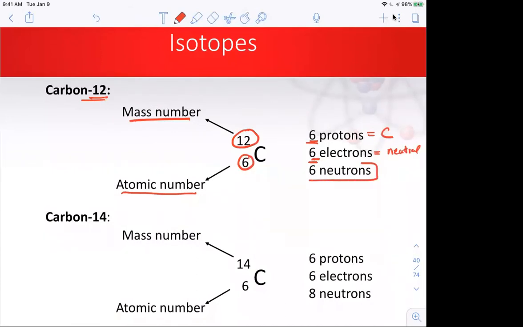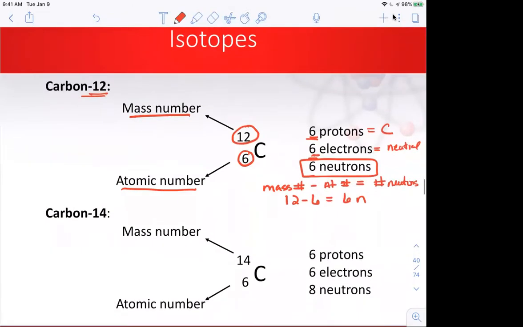I have 6 neutrons because my mass number minus my atomic number, which is the number of protons, is equal to the number of neutrons. So here I have 12 minus 6, which gives me 6 neutrons.